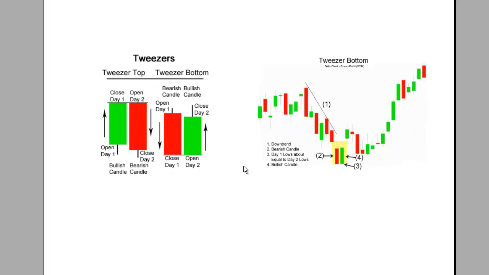But the tweezer bottoms, that's an interesting one. Two candles that are basically identical in nature. They should have very similar wicks, come down, usually have the same type of support, almost a double bottom. So basically picture maybe two hammers.